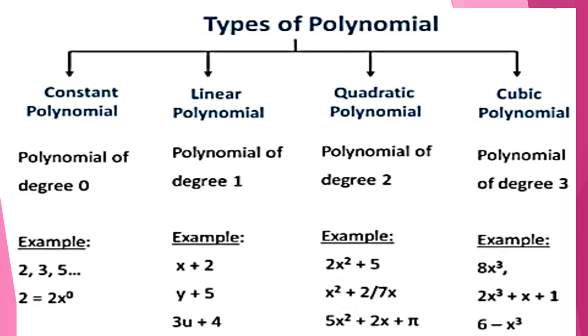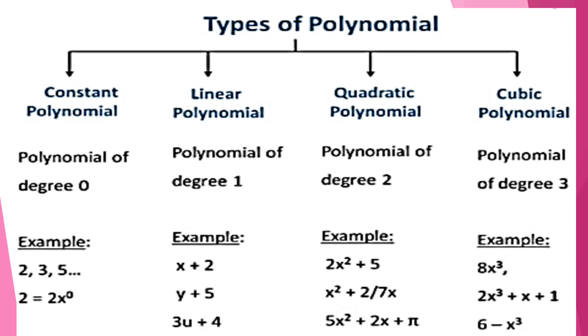There are 4 types of polynomials on the basis of degree. If the degree is 0, then it is called a constant polynomial. For example, 2, 3, 5, or we can say 2 into x power 0, because anything power 0 is 1.